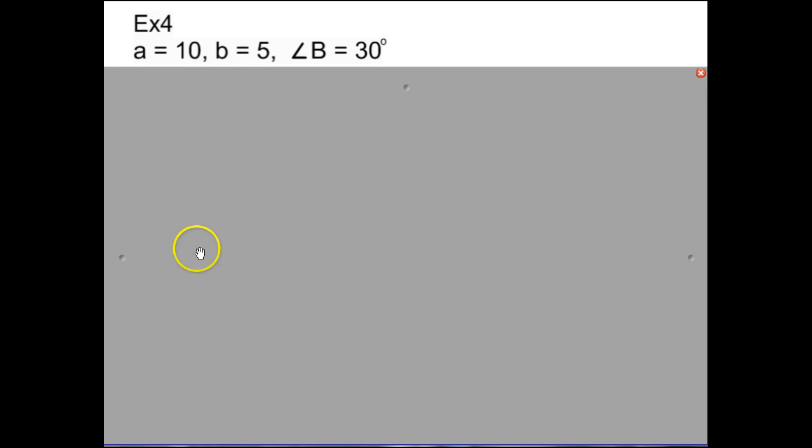Okay, so hopefully this is getting a little easier for you, setting up your law of sines each time. I want you to set up your law of sines proportion for this one, then play the recording when you're ready to do the analysis.